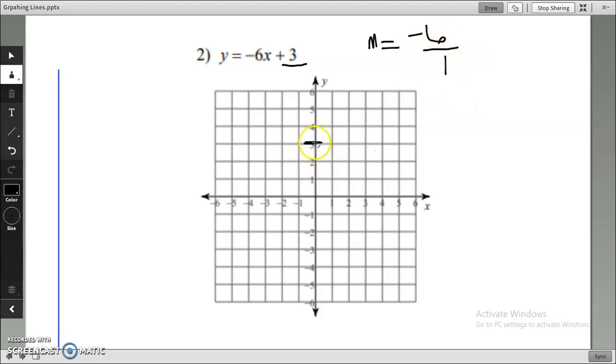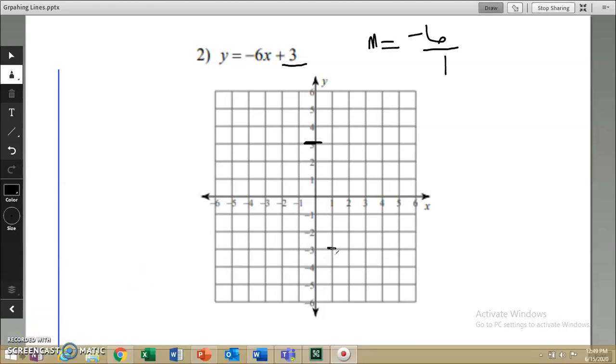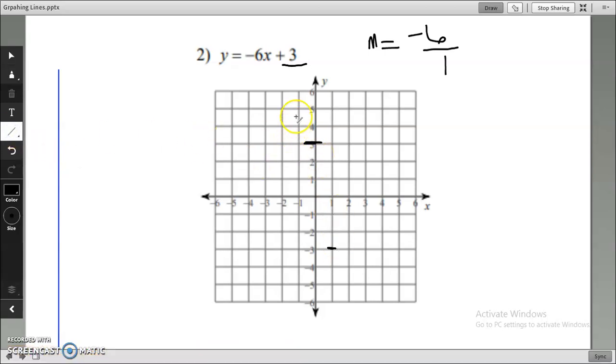So I'm going to go down 6. That's 1, 2, 3, 4, 5, 6. And I am going to go over 1. Okay, and so it's over 1 here. And as you can see again, I'm probably only going to be able to do 2 points. I would prefer 3, but I can only do 2. So I'm going to put a line between.